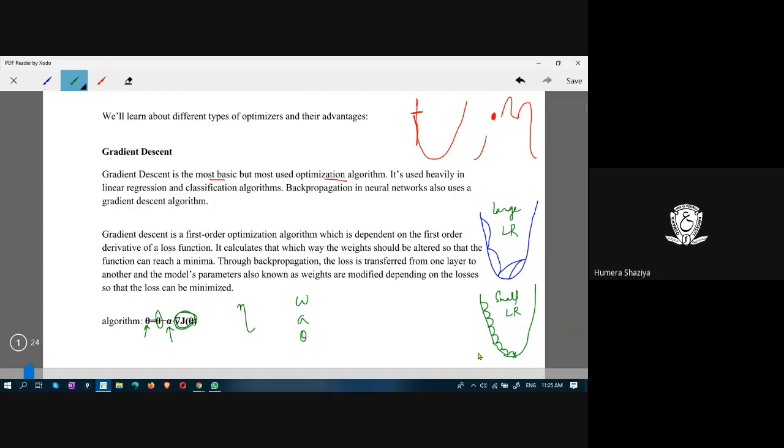All right, so this is about gradient descent. One more point about gradient descent is that it is a first order optimization algorithm, which depends on the first order derivative. When you find the derivative, you find the first order. There are a few algorithms that are dependent on the second order derivative of a loss function.